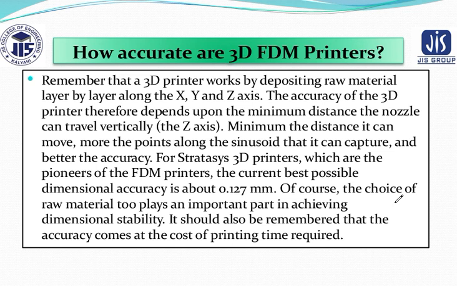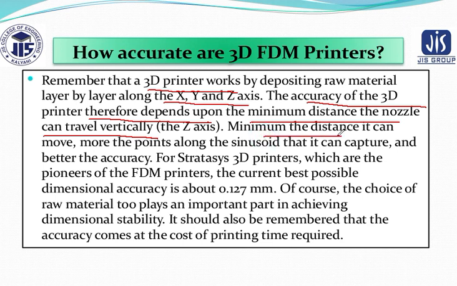Now the question arises, how accurate are 3D FDM printers? Remember that 3D printers deposit the raw material layer by layer through the X, Y and Z axes. So the accuracy of the 3D printer depends upon the minimum distance that the nozzle can travel along the X axis. The smaller the distance it can move, the more points along the sinusoid can be captured, and the better the accuracy will be. So you have to maintain the minimum distance to get better accuracy.